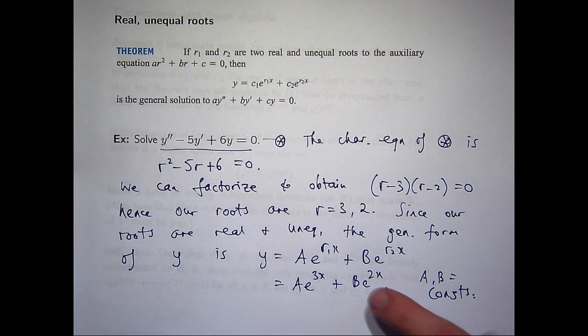Now, does it matter which way you put the R1 and R2 in? Could I have A e to the 2x plus B e to the 3x? Of course you could. It doesn't matter which way you put the roots in, because A and B are arbitrary constants. Doesn't matter.